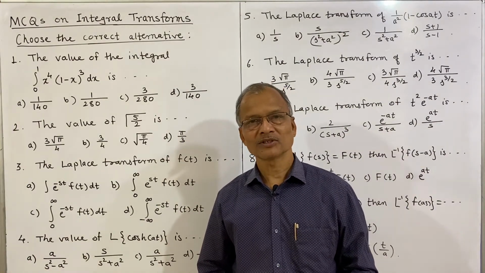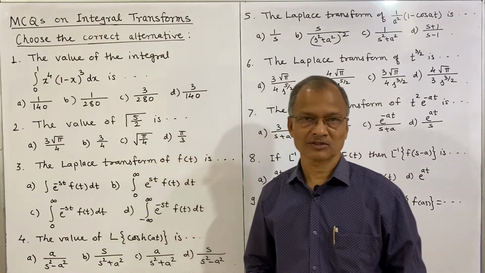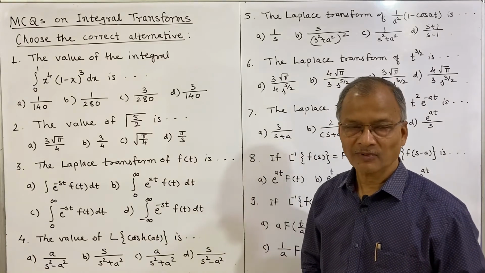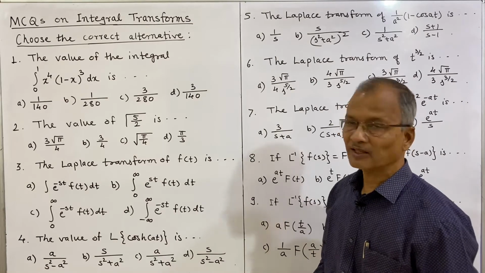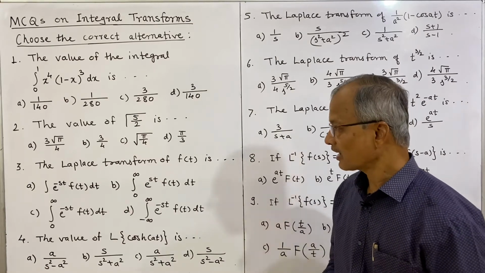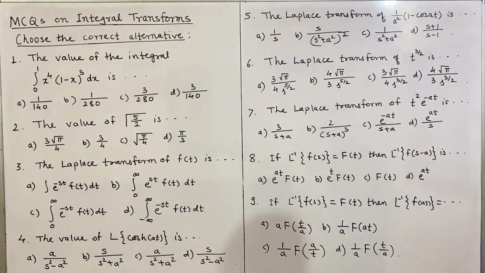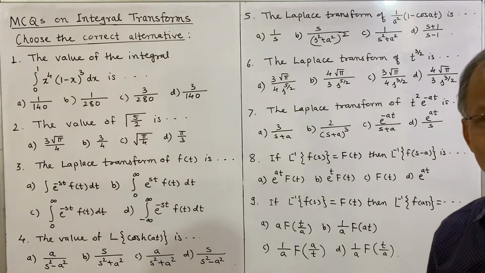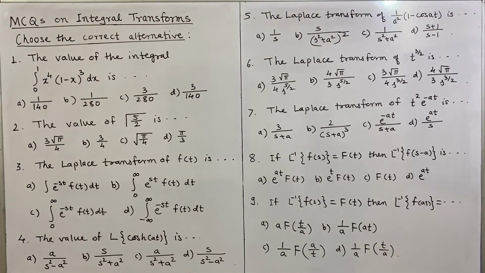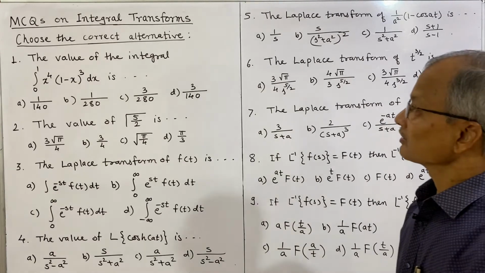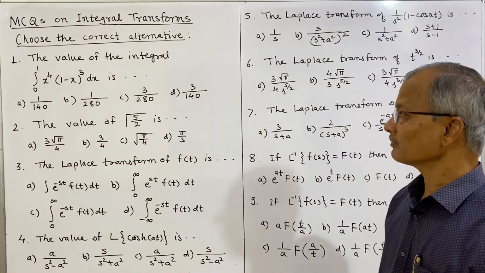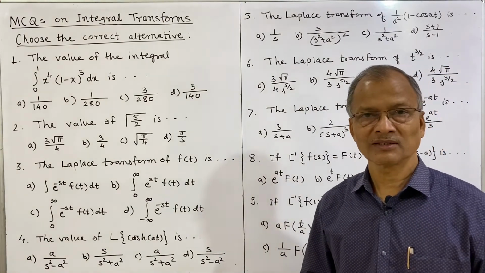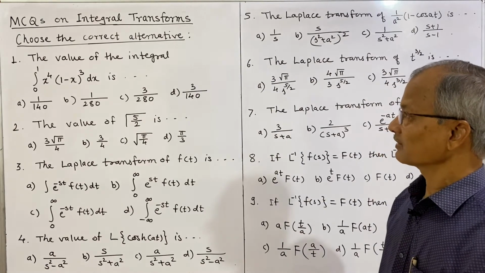In this lecture we shall study some multiple choice questions on beta and gamma functions, Laplace transform and Fourier transform and their applications. So here I have written a few questions. I will suggest you to take a screenshot of this and write the answers yourself, then verify the answers. The instruction is choose the correct alternative. 4 alternatives are given for each question and we have to select one which is correct.